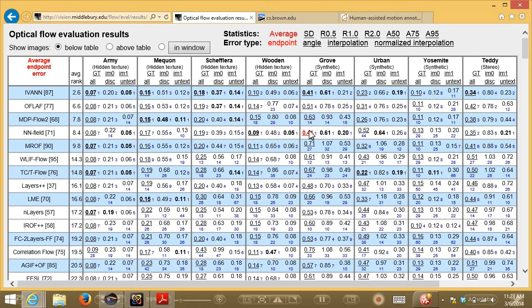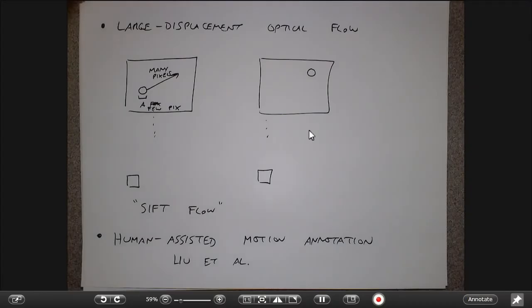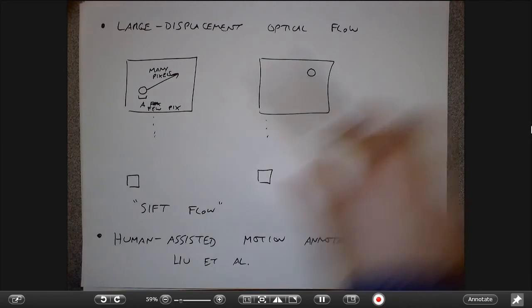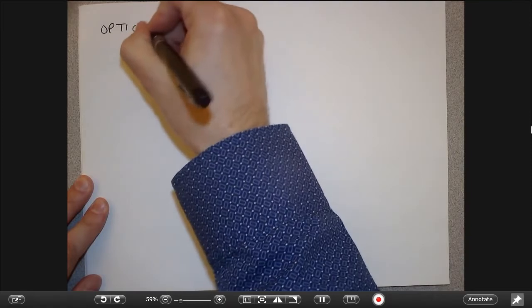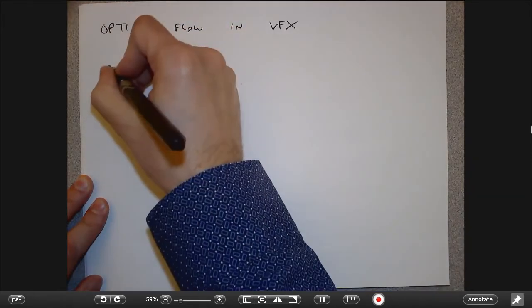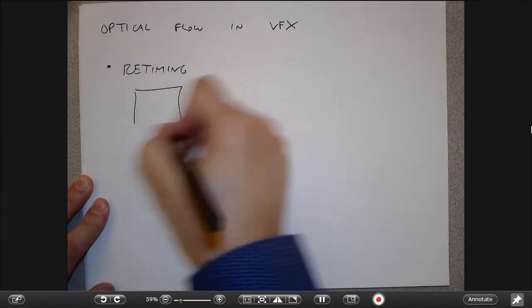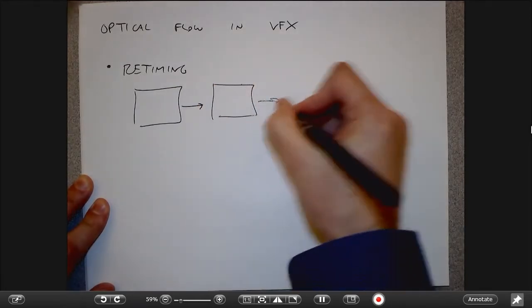Last thing I want to say is, why do people use optical flow in visual effects? Now that we know what optical flow is, a very common thing to want to use it for is what I would call retiming of a scene, right? So in visual effects, one key use of optical flow is in retiming, right? Suppose that I have a camera that has a constant frame rate.